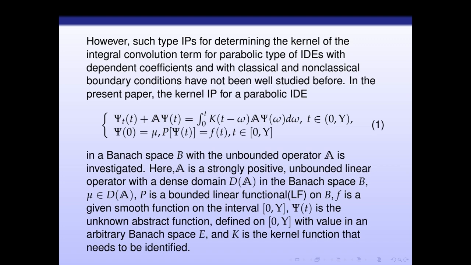The main idea in this paper is that we consider the kernel identification problem for a parabolic integral differential equation in a Banach space with an unbounded operator. Here, as you see, the left side term is parabolic, and on the right side we have a convolution term. There are two unknown functions: the kernel function k, and also psi. A is a strong positive unbounded linear operator with dense domain in the Banach space B. Mu is an element of the domain of A.